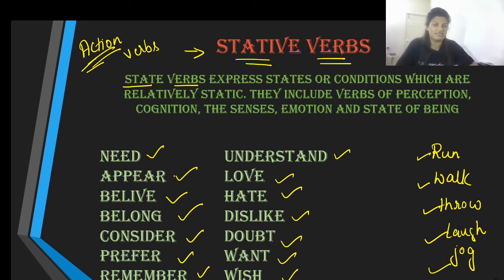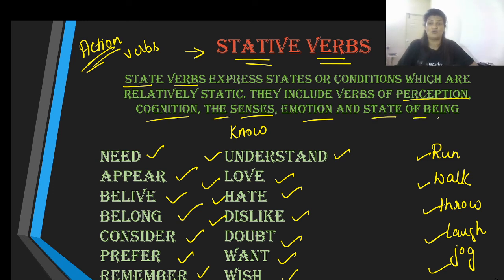Need, it is a state. Appear, it is a state, it is an appearance. Believe, it's a state of mind. Similarly, when you say understand or also know for that matter, all these are states of mind. And when you say love, it is your emotional state. Hate, emotional state. Dislike, emotional state. All these are verbs of perception or cognition, as in understanding, or that are perceived through your senses or emotions. They are referred to as state of being, and that is why we call them stative verbs.